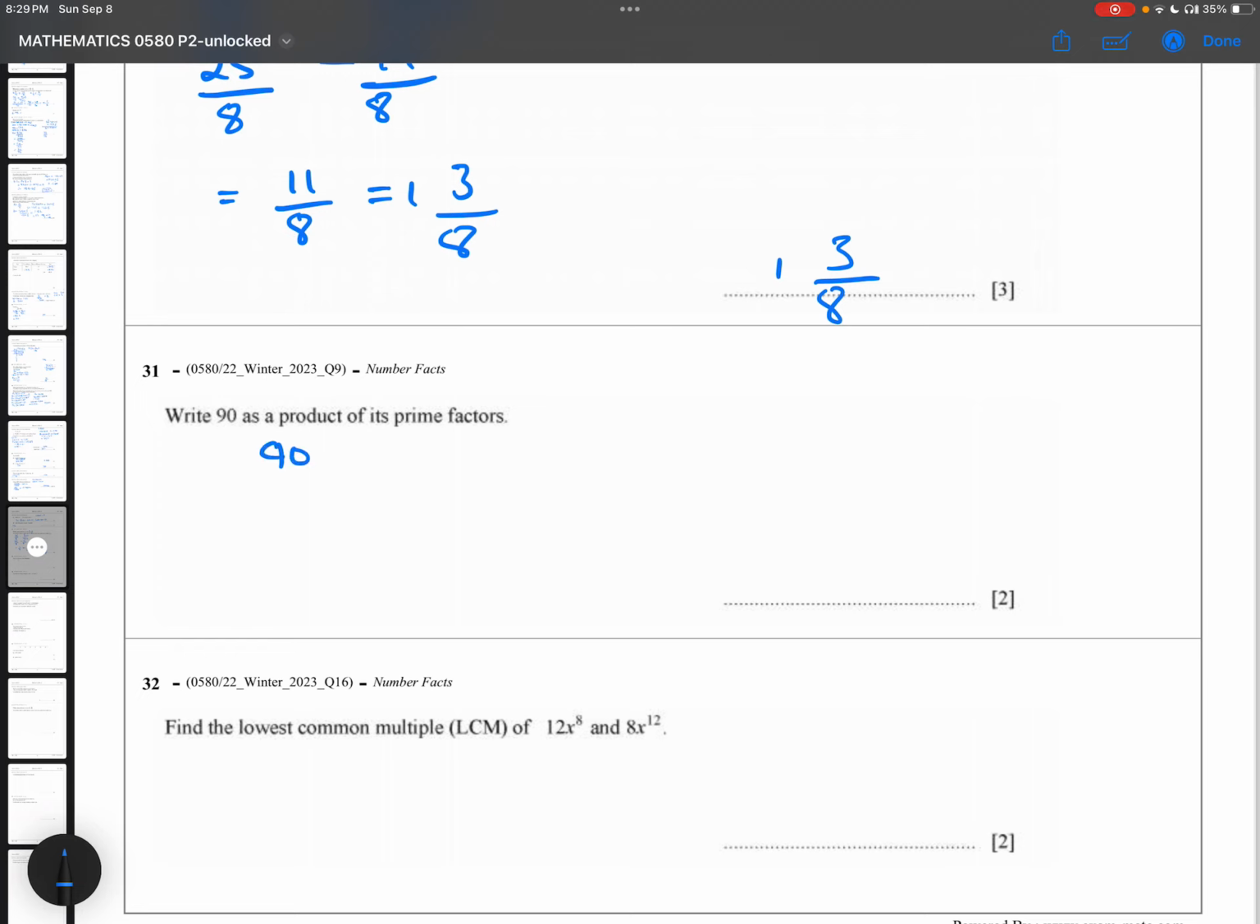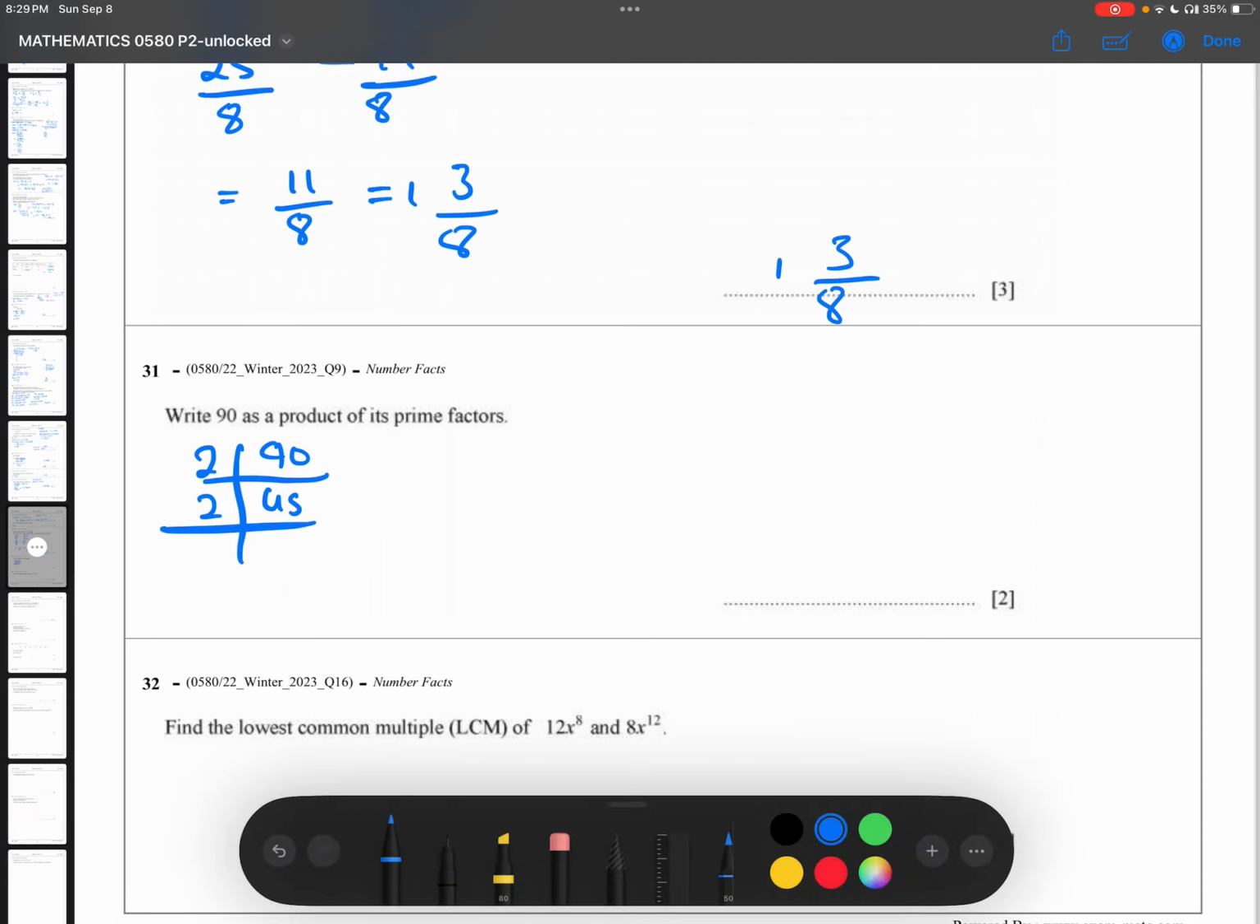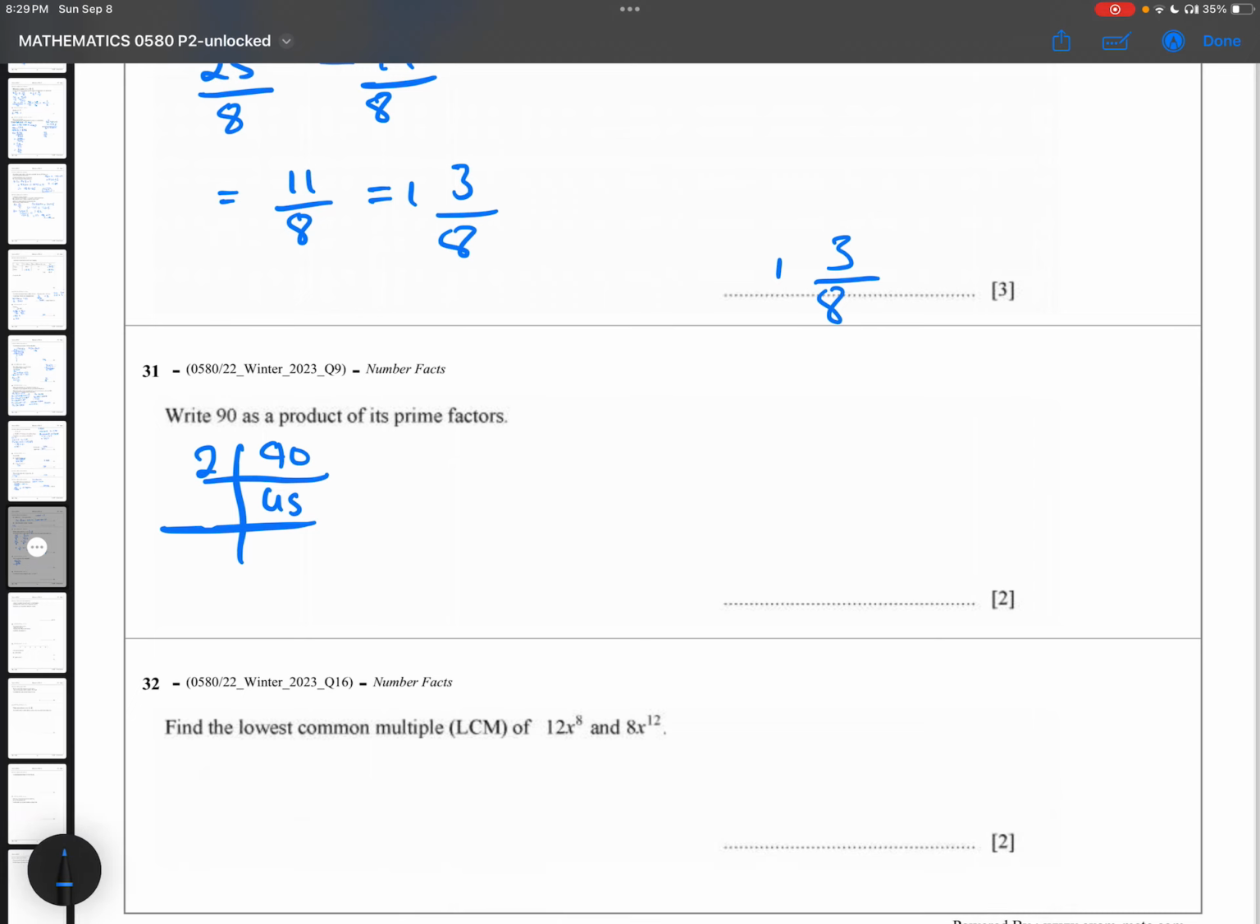Now it says write 90 as a product of its prime factors. A very simple question, right? I will just do the prime factorization of 90 first. 2 into 45 is 90. 45 doesn't come in the table of 2, it comes in the table of 3. Just make sure you only divide the numbers with prime numbers, not any other numbers. You can divide this by 3 or 5, both. I'm dividing it by 3, I get 15. 15 gets divided by 3 again, 3 into 5, and then 5 is divided by 5 to get 1.